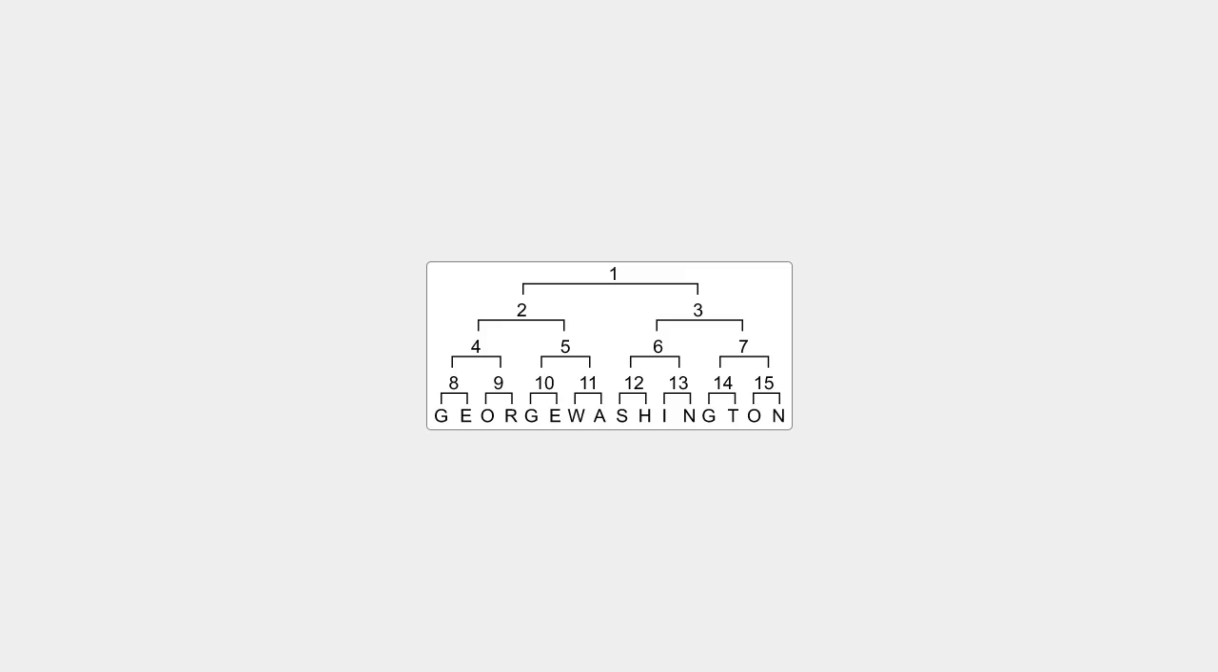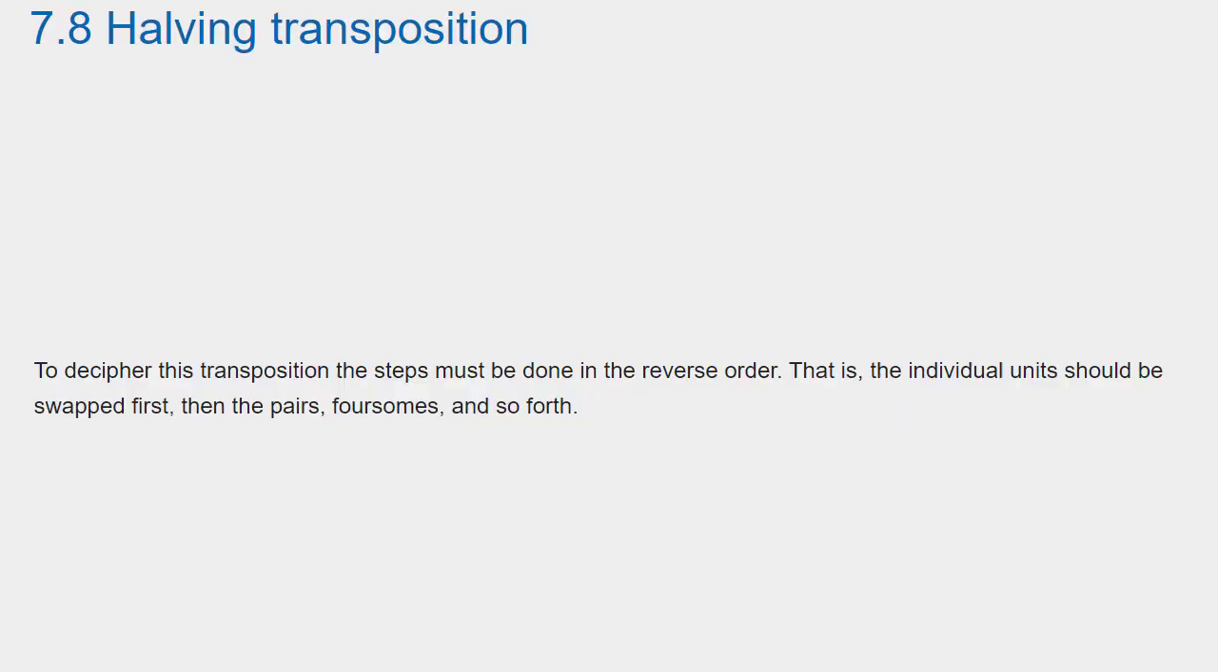For example, if the last bit of the key is 1, then the last 2 units, the 15th and 16th units of the block, letters O and N, are swapped. To decipher this transposition, the steps must be done in the reverse order. That is, the individual units should be swapped first, then the pairs, foursomes, and so on.